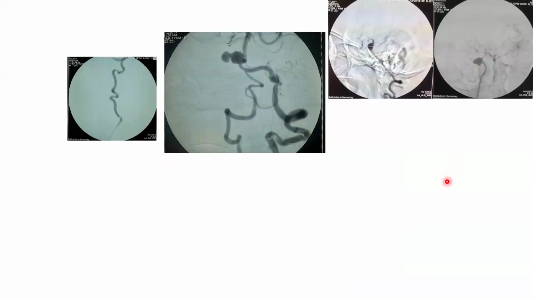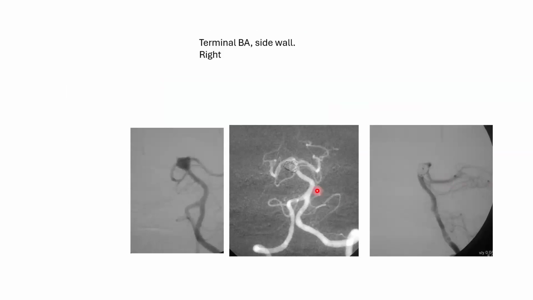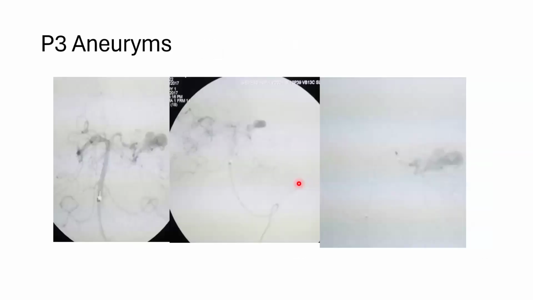There are many variations which you find in posterior circulation, unlike anterior circulation. This is a terminal basilar artery aneurysm. Here it was looking like a basilar top, but that is why you need to take many views, or if you have a 3D machine, it is nothing like that, and you will get to understand from where it is originating.